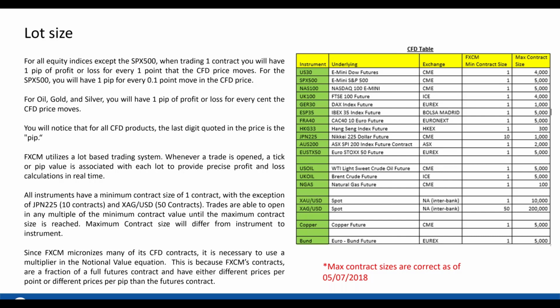Maximum contract size will differ from instrument to instrument. Please consult the table. Since FXCM micronizes many of its CFD contracts, it is necessary to use a multiplier in the notional value equation. This is because FXCM's contracts are a fraction of a full futures contract and have either different prices per point or different prices per pip than the futures contract.